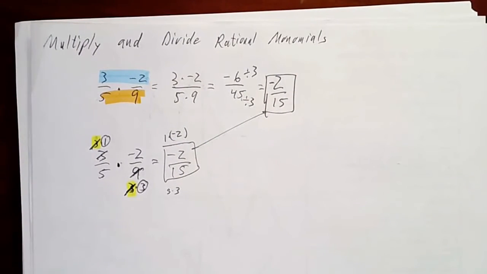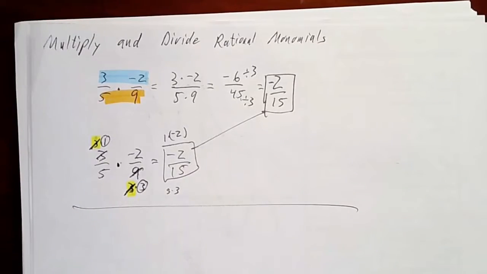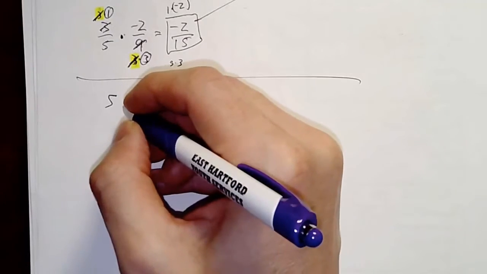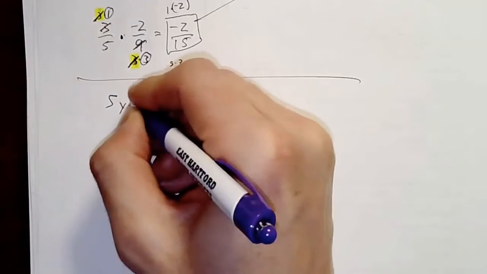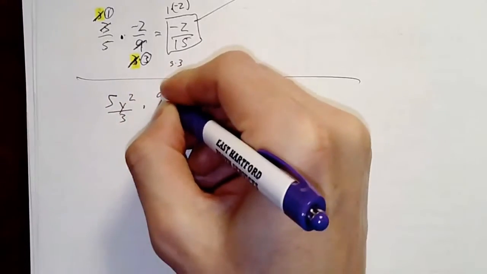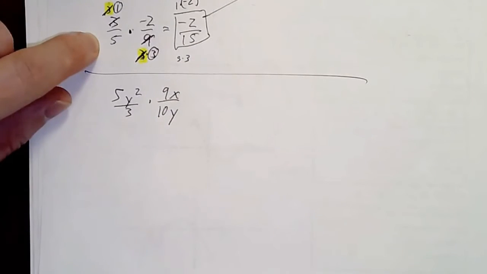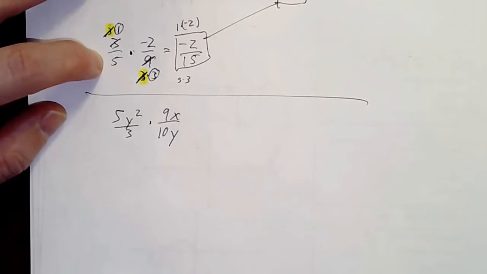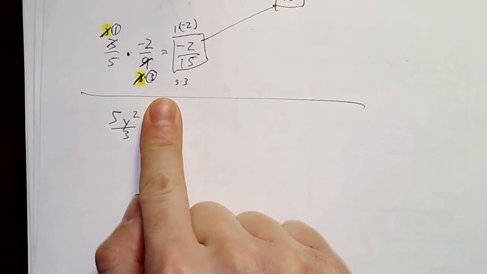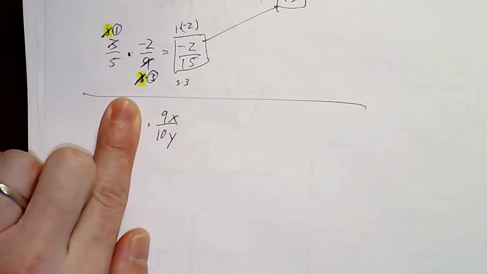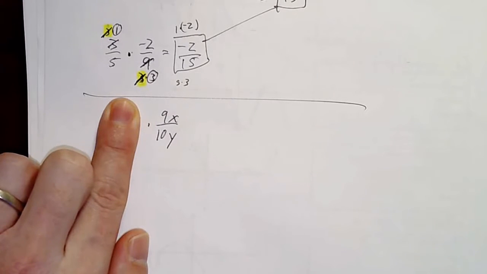How does this apply to monomials? Well, let's take a look at a monomial situation. Here's a rational monomial. 5y squared divided by 3 times 9x divided by 10y. Now again, I want to use this second method, this idea of cross-canceling, to help me out. This first fraction is simplified. I can't simplify it any further. This second fraction is also simplified. I can't simplify it any further.